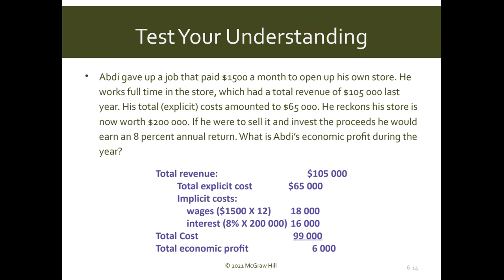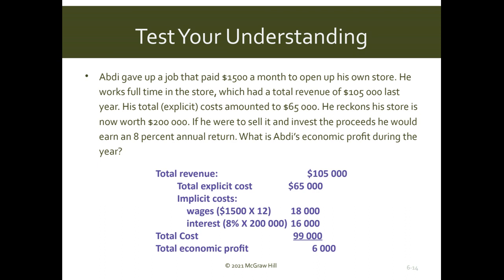Now implicit cost. First, he's not earning $1,500 per month. So for a whole year, 12 times 1,500, $18,000 you are giving up. That is your implicit cost. Then interest. You are losing 8% on $200,000, so you are giving up $16,000 because you are running this business. If you had not been running this business, you would have used that $200,000 and you would have been earning $16,000. So $16,000 will also be your implicit cost.